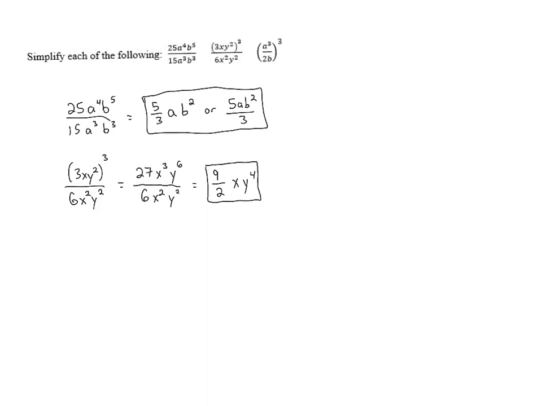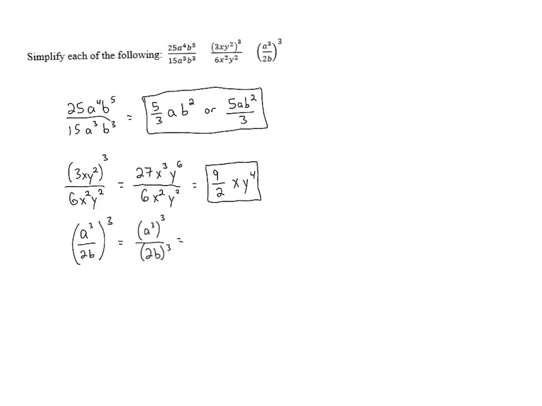And then one more in the end, we've got (a^3 over 2b), all cubed. And in this situation, we have an exponent that's on top of a fraction, so it needs to be distributed to the numerator and the denominator. So we've got to take the a cubed and cube it. And then we've also got to take the 2b and cube it.